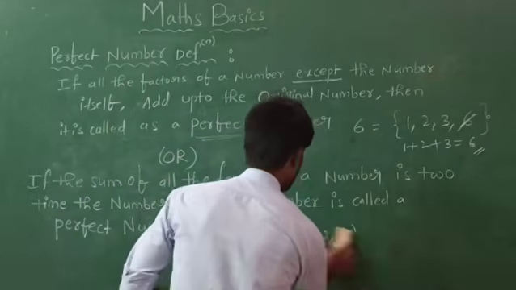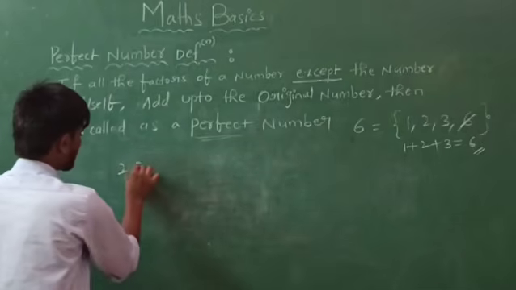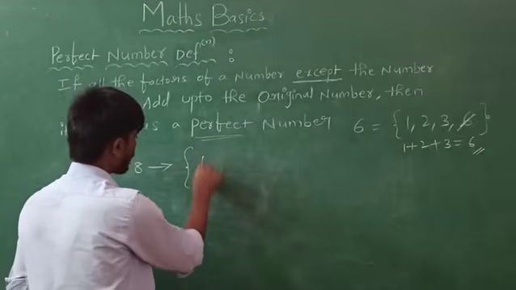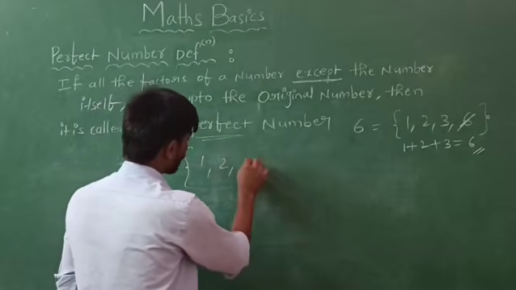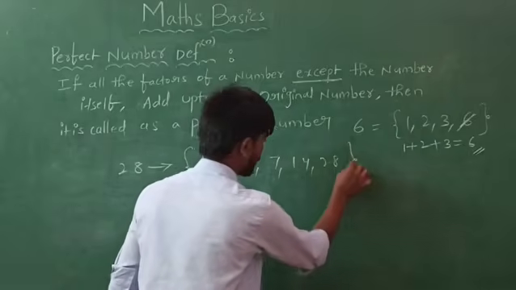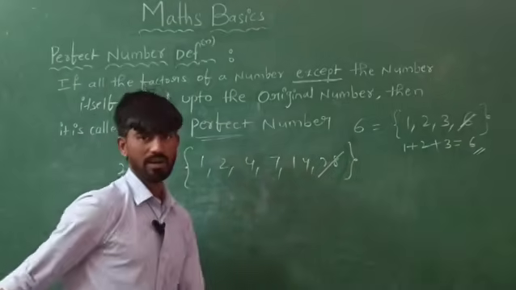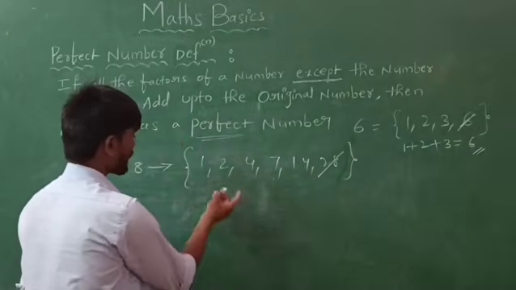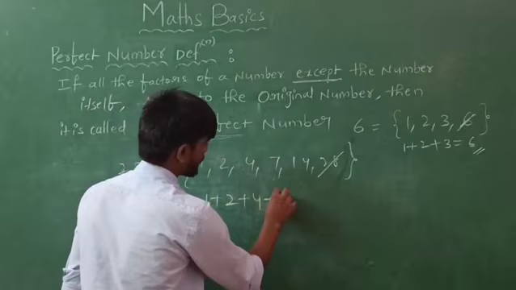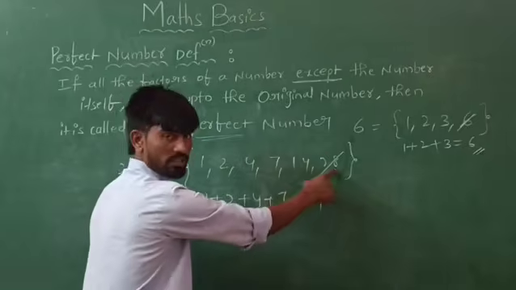One more example I am going to explain here. Suppose 28 is one number. Factors I am going to write: 1, 2, 4, 7, 14, 28. These are the factors of 28. Here except this number, the rest of the terms I am going to add: 1 plus 2 plus 4 plus 7 plus 14. Exclude 28 itself.